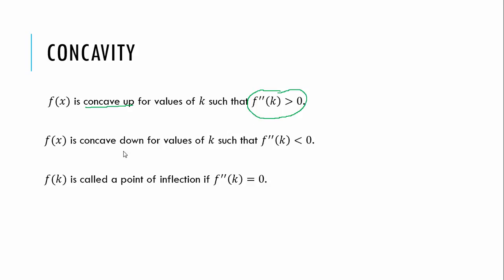And the opposite, if you see the derivative is going down, down, down, then eventually negative, we call that concave down. And that's where the second derivative is less than 0. And we say that f of k is an inflection point if the second derivative is equal to 0. So we already said that, but I will show you guys this again in another graph.